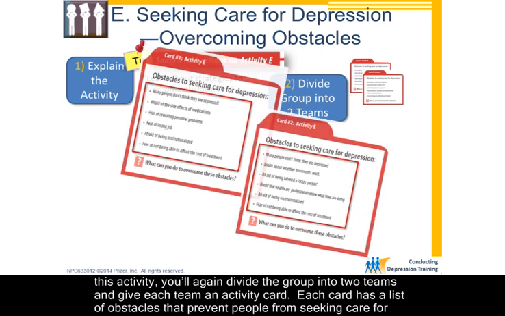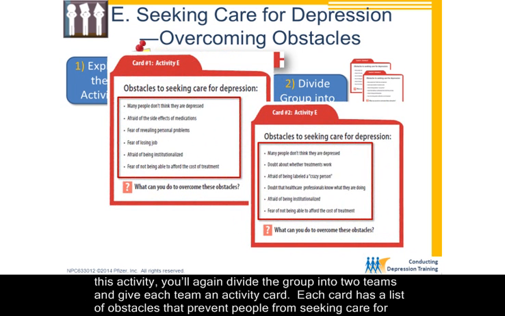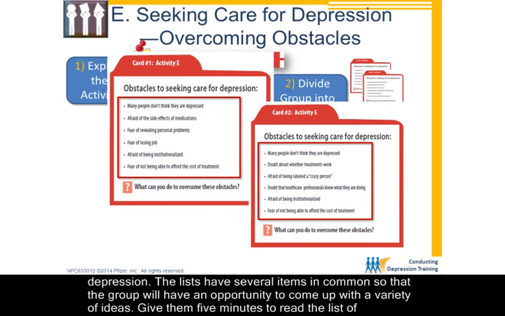Each card has a list of obstacles that prevent people from seeking care for depression. The lists have several items in common so that the group will have an opportunity to come up with a variety of ideas.